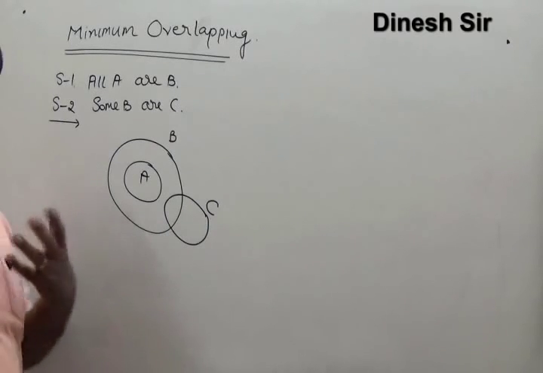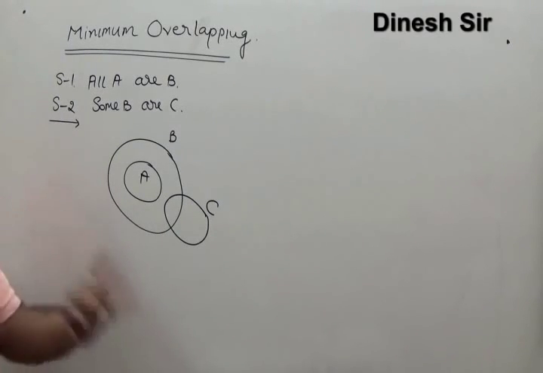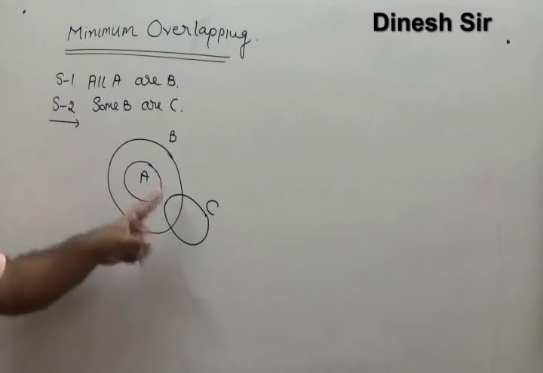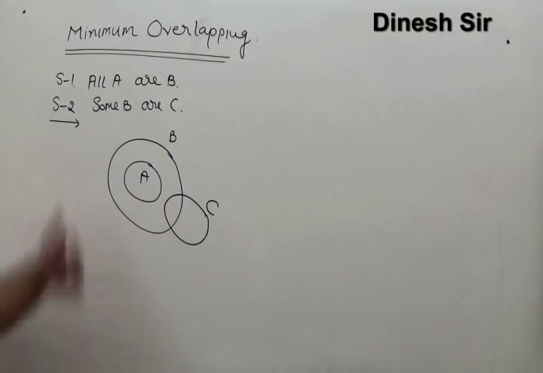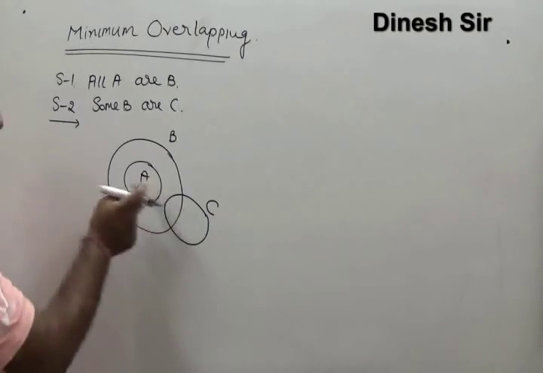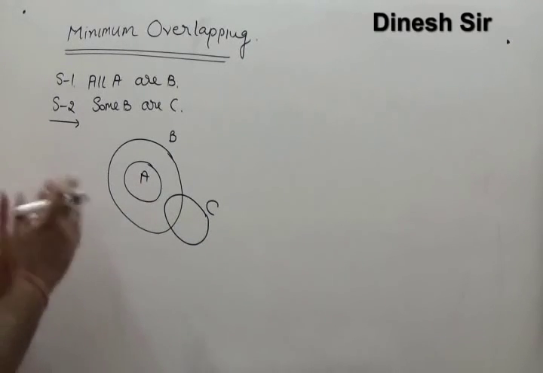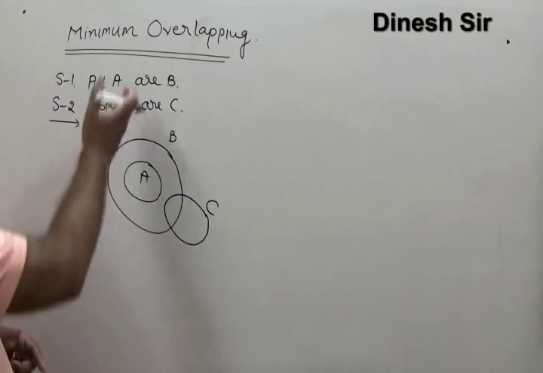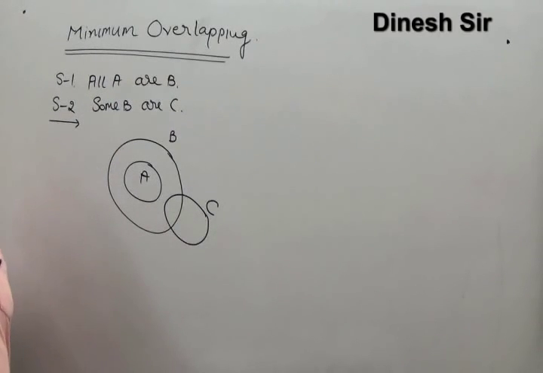Now if I talk about the conclusion part, what conclusion can I draw? Some C are B, that is right. Some A are B, that is also right. Some B is A, that is also right. Now can you say all B are A? That is wrong. Can you say some C are A? That is wrong, because some C are A cannot be definitely drawn from the given statements. I hope the idea is clear.